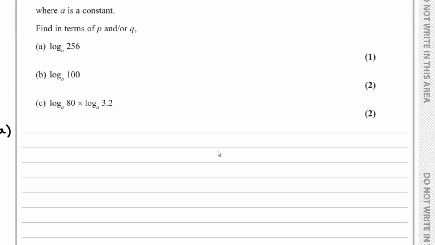For part A, log base A of 256 can be rewritten as log base A of 16 squared. 16 squared is the same as 256. If we now use the power law of logs, this is the same as 2 multiplied by log base A of 16. And knowing that log base A of 16 is equal to P, we end up with 2P.